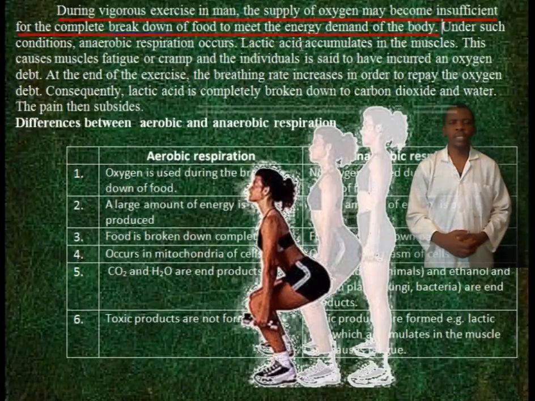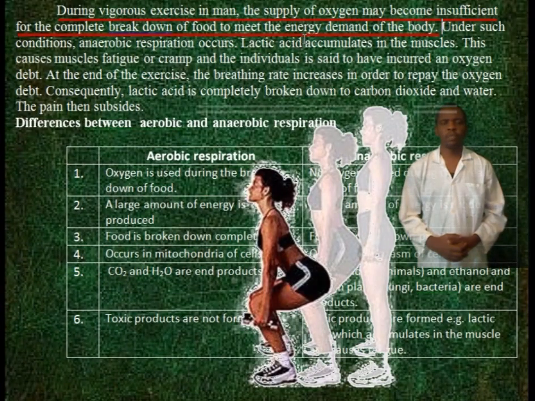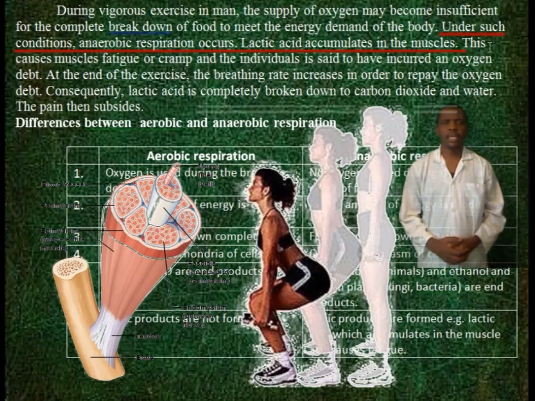During vigorous exercise in man, the supply of oxygen may become insufficient for the complete breakdown of food to meet the energy demand of the body. Under such conditions, anaerobic respiration occurs. Lactic acid accumulates in the muscles. This causes muscle fatigue or cramp, and the individual is said to have incurred an oxygen debt.